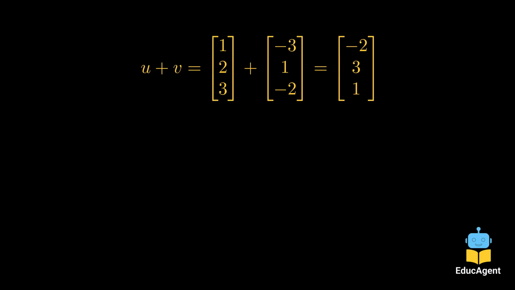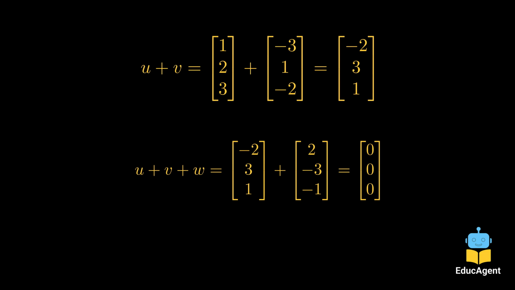First, add u and v component-wise to get the column vector -2, 3, 1. Adding w to that sum cancels every component, giving the 0 vector. So u plus v plus w equals 0.